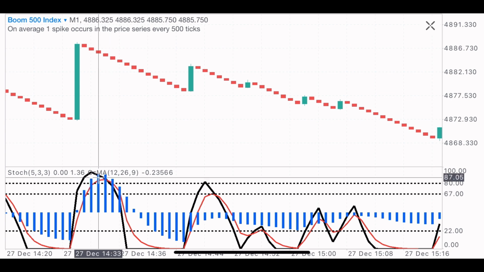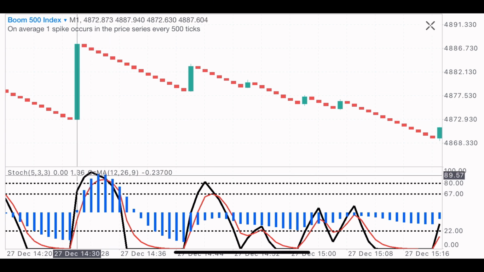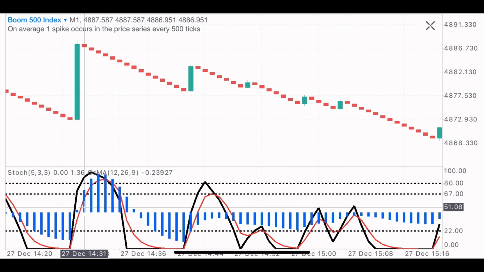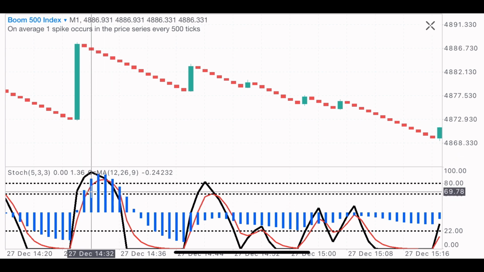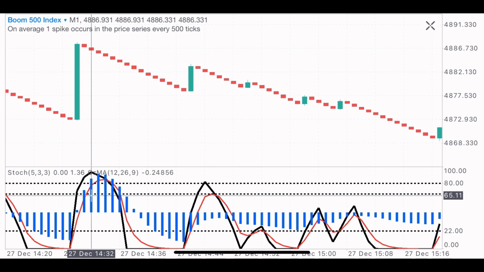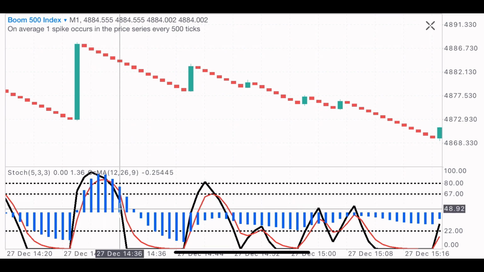Okay, on Boom it is a sell, and on Crash it is a buy, because on Boom we're trading the candlesticks, we're not trading the spikes, right? So we're taking a sell. You place a sell after the spike inside the stochastic oscillator, right? The moving average of the oscillator is the blue line. The stochastic oscillator is the black and the red lines, right? So after the spike, you place a sell.